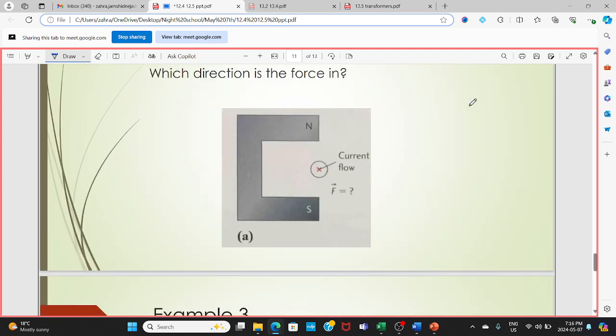This one is the one that is different. Now is current going into the page. I want to just take 1 minute, do it, and one of you turn on the mic and tell me the result.